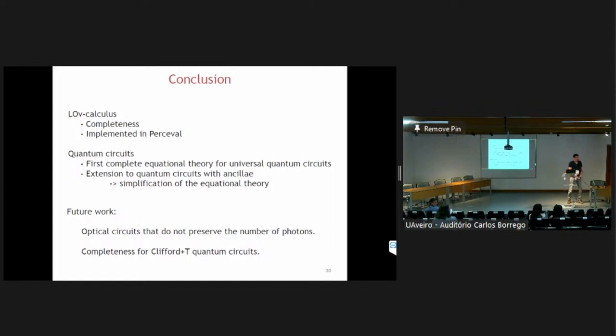I don't know if this question is well posed, but is there any hope of having sort of an approximate equational theory? Like if two unitaries are close, then there's some way to witness that via transformation rules?